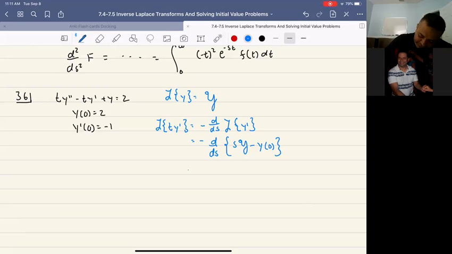So negative, the derivative here with respect to s is going to be... oh no, ugh. Well, we'll deal with it. Wait a second. My bad. Minus sY prime, actually, minus Y. There we go. Okay.